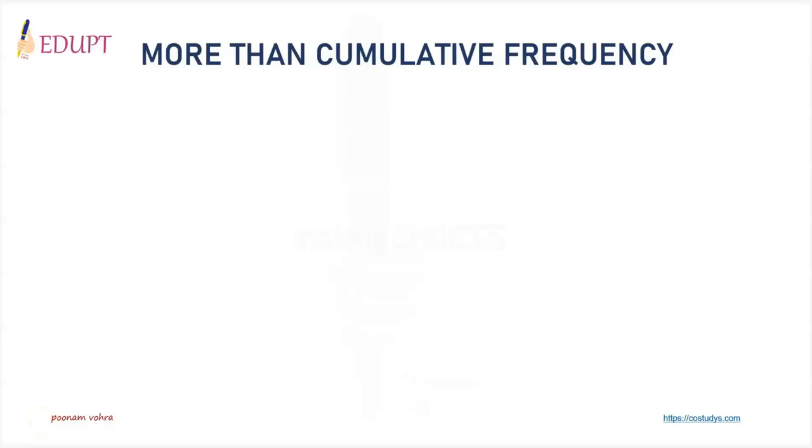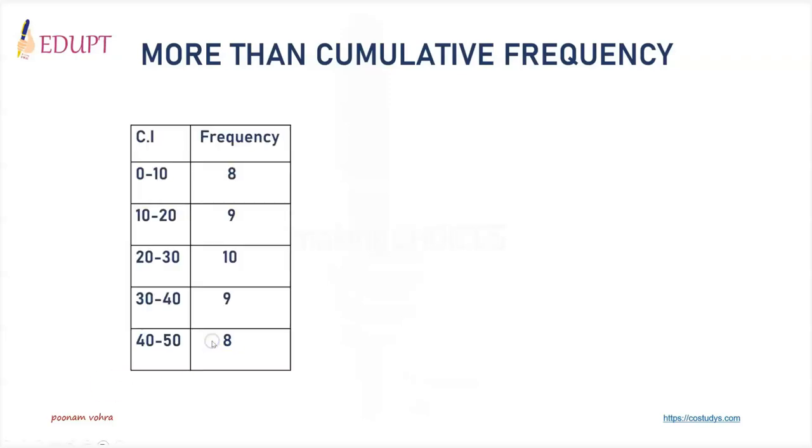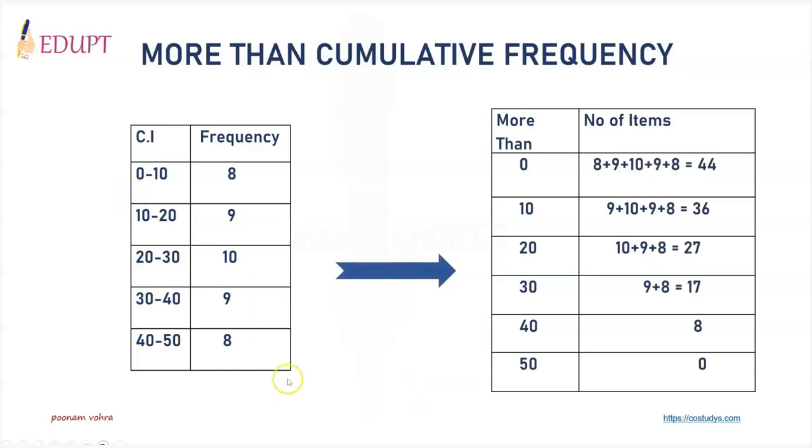In more than cumulative frequency, frequencies are added starting from the lower limit of the first class interval. Let's see how it is done. Our class intervals and frequencies are given. To convert it into more than cumulative frequency, we shall begin with the lower limit of the first class interval, that is more than 0. It means all the frequencies belong to the groups which are more than 0. So that will be 8 plus 9 plus 10 plus 9 plus 8, and we get 44.